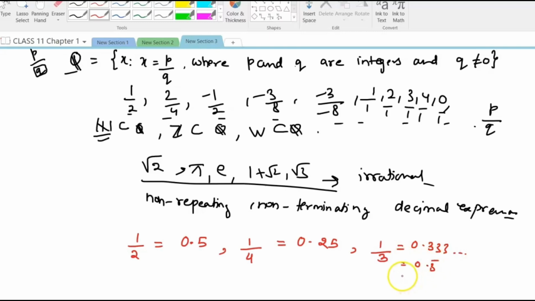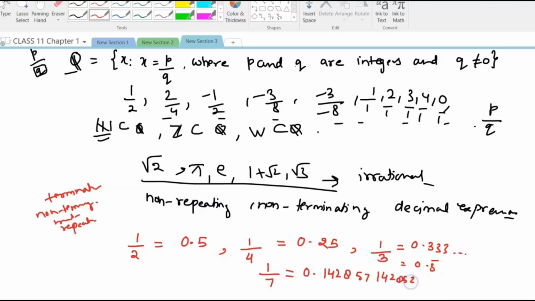So rational numbers are of two types: one that are terminating, and others that are non-terminating but repeating. After a certain point, they start repeating themselves. For example, 1 by 7. If you express 1 by 7 in decimal form, you will get 0.142857 and then again 142857 and then again 142857. After some time, it starts repeating itself. It's a non-terminating decimal number, but it repeats, so this is also a rational number.